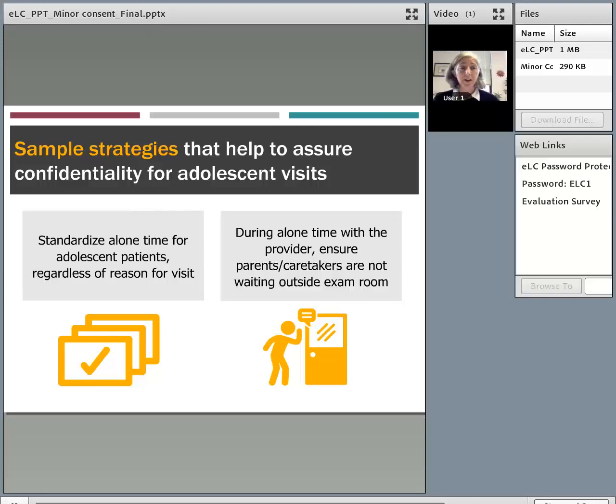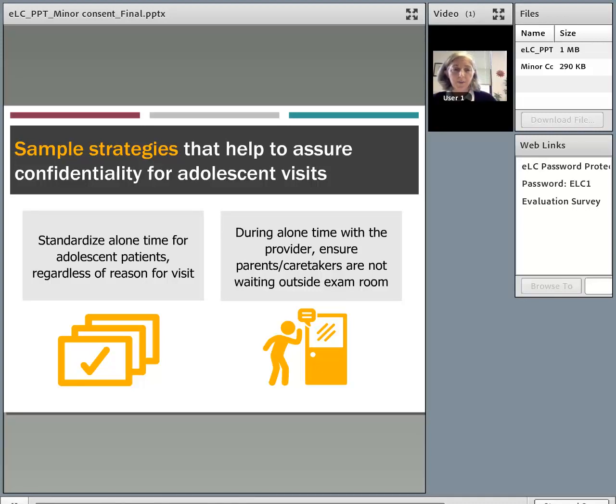So how do we actually implement all of this? Here's a couple key strategies to walk away with. Standardize alone time with adolescents regardless of reason for visit. It's not because we think your child has a problem. This is something we do with everyone. As noted earlier, this is easier said than done given some of the framing, and it may not be possible all the time, but if people understand it's a standard practice, then that makes this a lot easier.